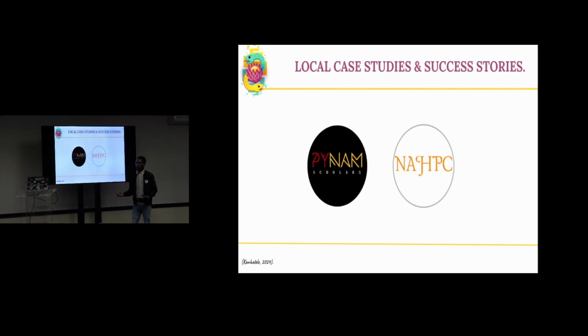Some of these initiatives use Python, which is open source software, as the foundation for adopting open source within our Namibian educational ecosystem. We are looking at Paynam Scholars and the Namibia High School Programming Competition as pivots to initiate this adoption of open source software within our education settings.